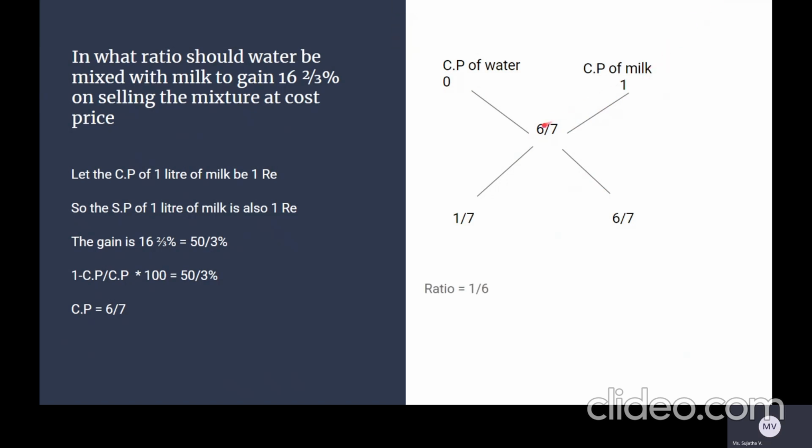We have to find the cost price after mixing it, because after mixing, the cost price of 1 liter is no longer 1 rupee, right? It'll be lesser. It is 6/7, right? So that is what I have represented in the diagram, right?